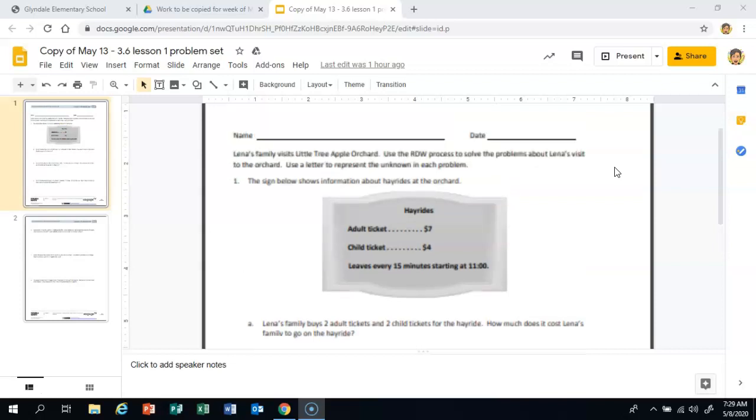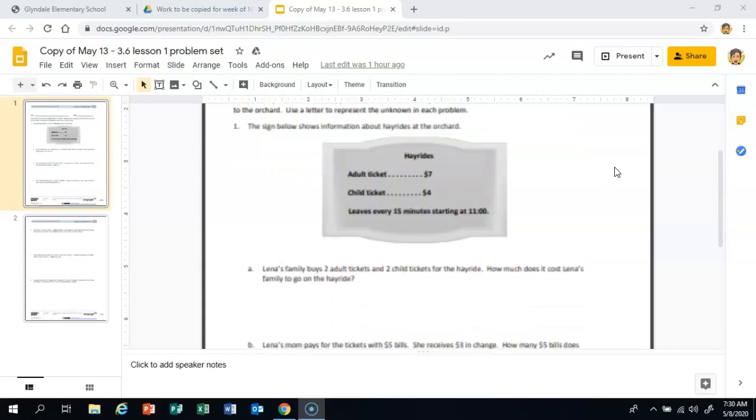The instructions say to use the RDW process. Remember, that means read, draw, write. So in every one of these, you're going to read the problem, you're going to draw an example, and you're going to write your thinking. So you're going to have a sentence with every one of these. Okay? It helps us to solve problems. And this problem is about a girl named Lena who visited an orchard. They also ask us to use a letter to represent the unknown in each problem. Okay, we've done that before, so that shouldn't be confusing.